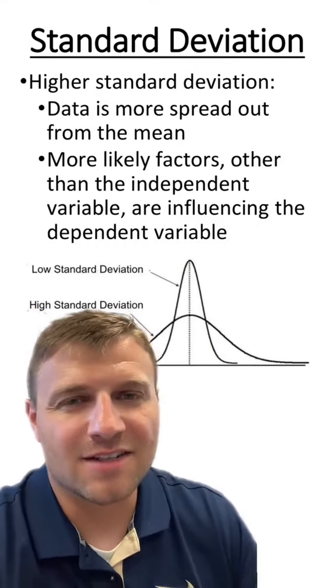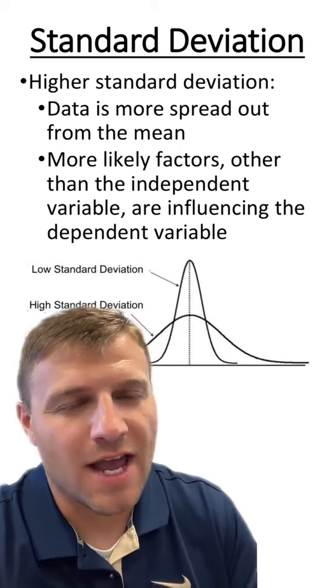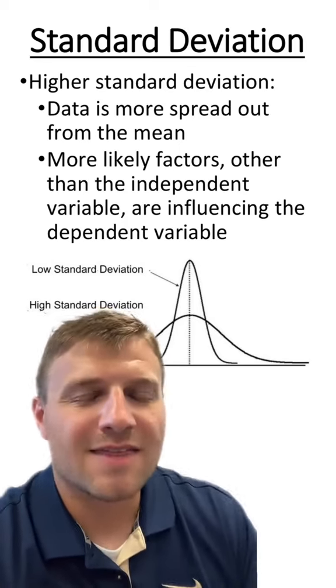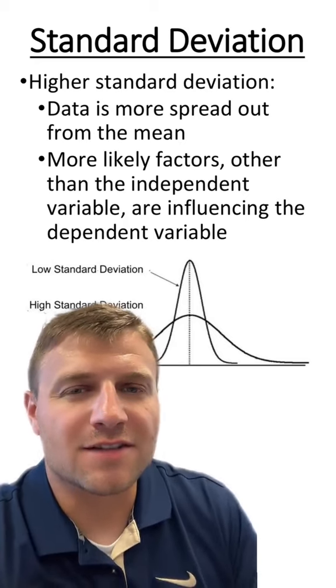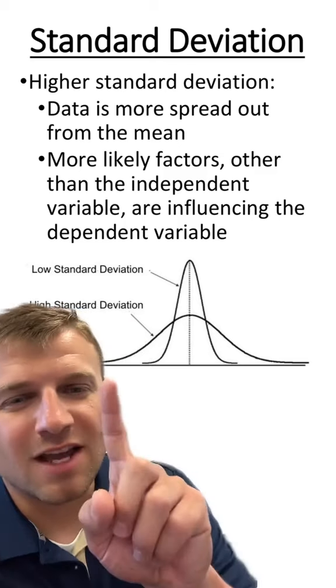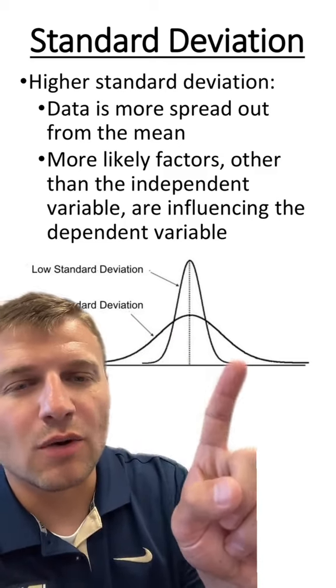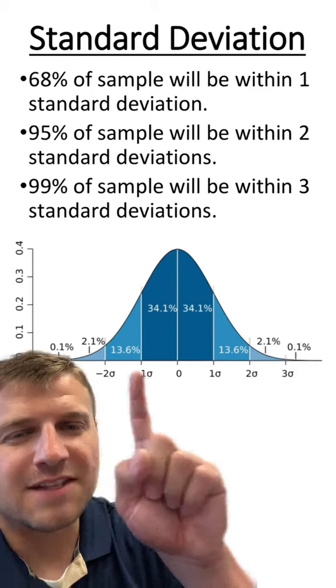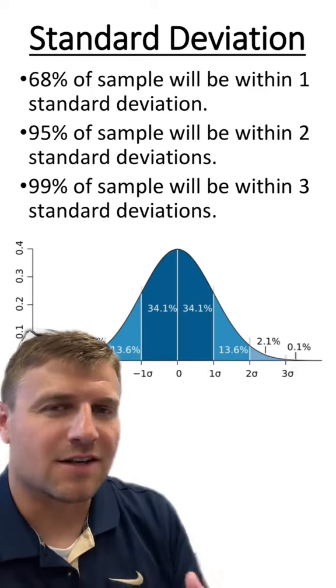A higher standard deviation means the data is more spread out from the mean or the average. This means there is more likely other factors influencing the dependent variable other than the independent variable. You can see our higher standard deviation having a lower curve but more spread out. This is typically what we look at when we talk about standard deviation.